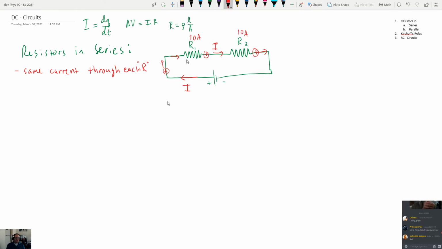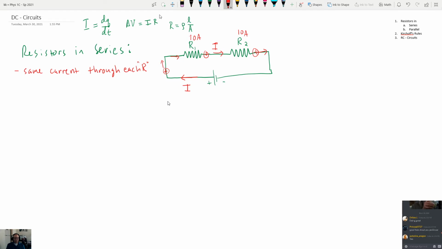Now, if somehow in the circuit these resistors could absorb electrical charges from the atmosphere or something like that, or if electrical charges could escape the system, this might not be true. But that just doesn't happen. The charges tend to be confined within the wires. So we know that we have the same current passing through each resistor, okay?